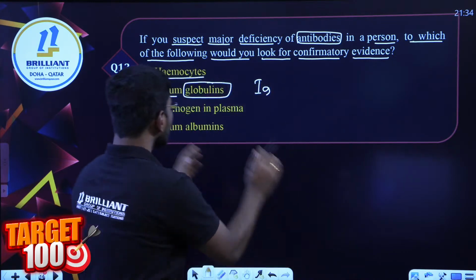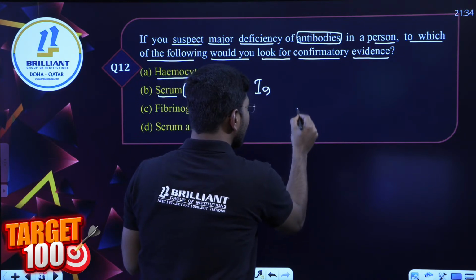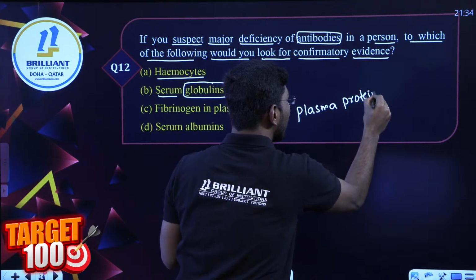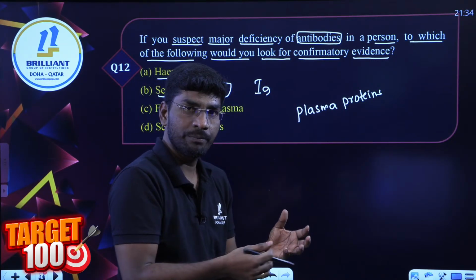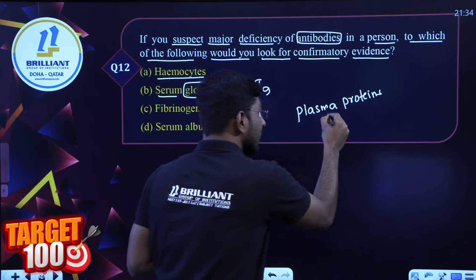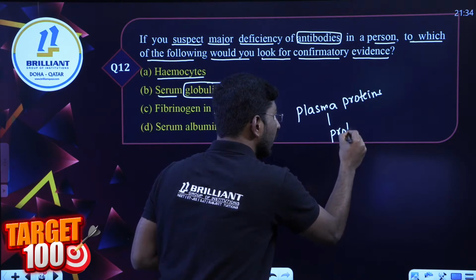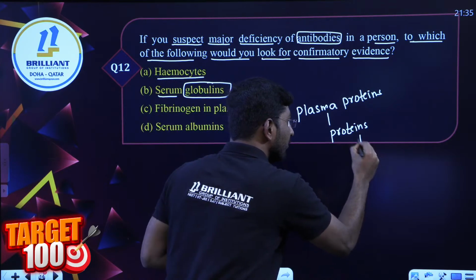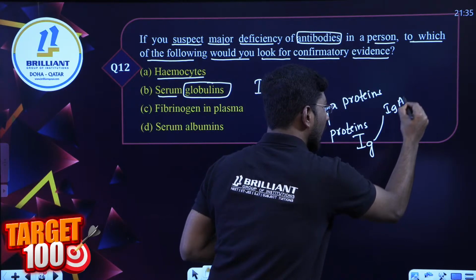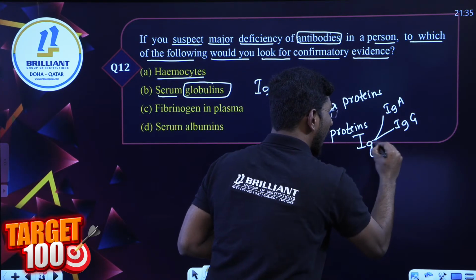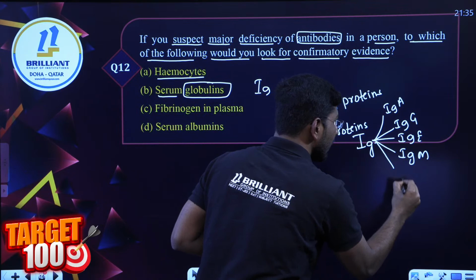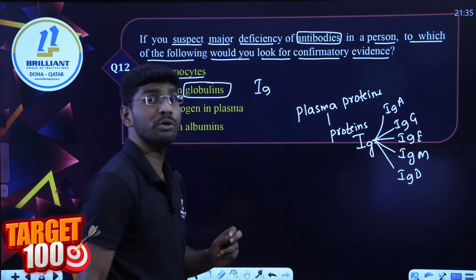Right? So look here. Immunoglobulins are, my dear students, plasma proteins. Plasma proteins are majorly 4: albumin, globulin, fibrinogen, prothrombin. In the plasma, there is a specific protein which participates in our defense mechanism, we call it Ig, immunoglobulin. There are IgA, IgG, IgE, IgM, IgD. There are 5 different types of immunoglobulins.